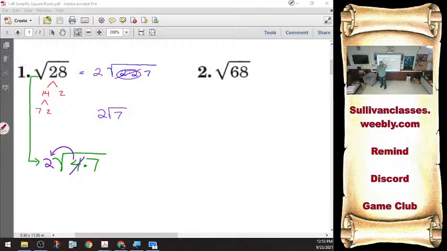Square root of 68. What is a perfect square below 68? 64. So I would like you to start guessing and checking. You're going to get better with these the more familiar you get with the numbers. Take 68 divided by 64. Does it work? No. Nope.